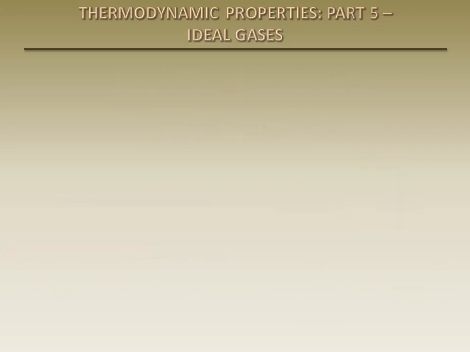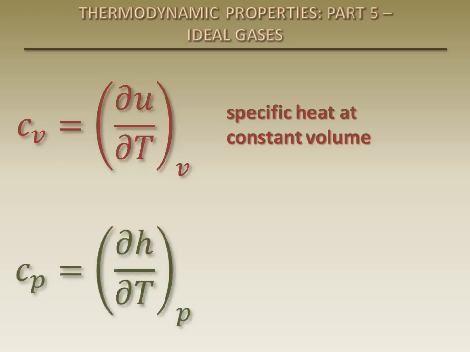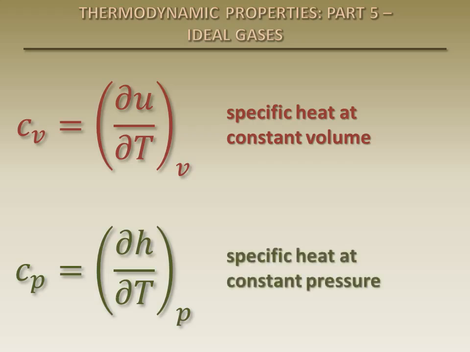We will now learn how to determine changes in internal energy and enthalpy of ideal gases. Recall that the specific heat at constant volume can be expressed as the derivative of the specific internal energy with respect to temperature. Similarly, the specific heat at constant pressure can be expressed as the derivative of the specific enthalpy with respect to temperature.